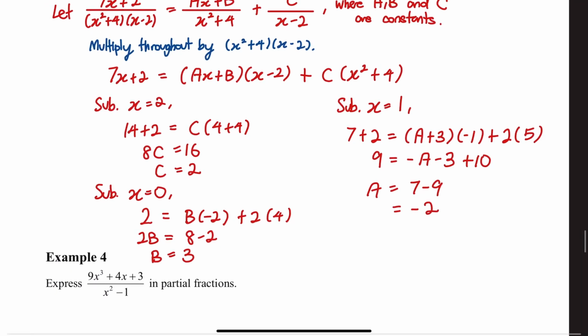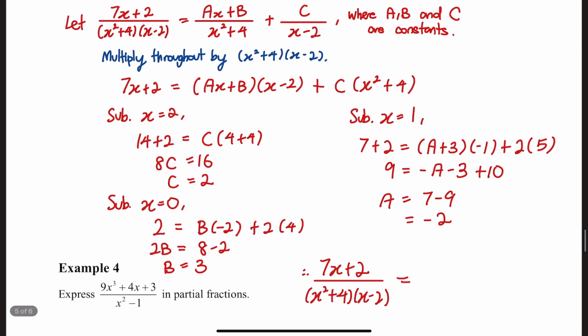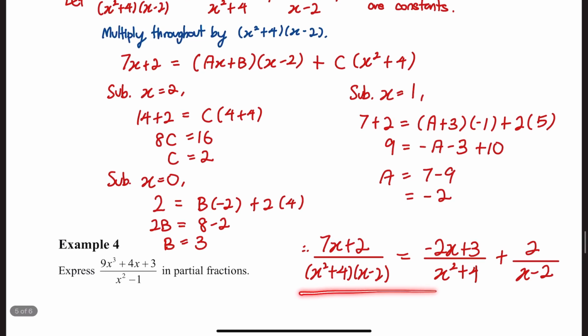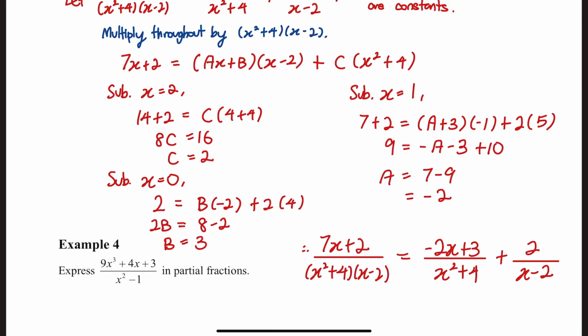My final answer statement: therefore, 7x plus 2 over x squared plus 4 times x minus 2 is equal to negative 2x plus 3 over x squared plus 4, then plus 2 over x minus 2. So with that, I've tied everything together and decomposed this into its partial fractions.